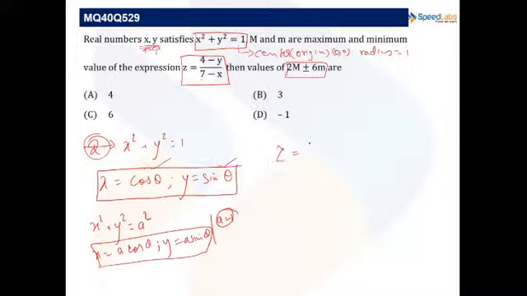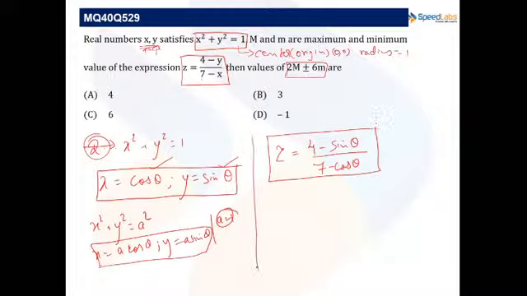Now z will be 4 minus sin theta upon 7 minus cos theta. We will apply the same concept of maxima and minima because we need to find the maximum and minimum value of expression z. So differentiate z with respect to theta, dz by d theta. Using the divide rule, d by dx of u by v, we know that it is v u dash minus v dash u whole upon v square.